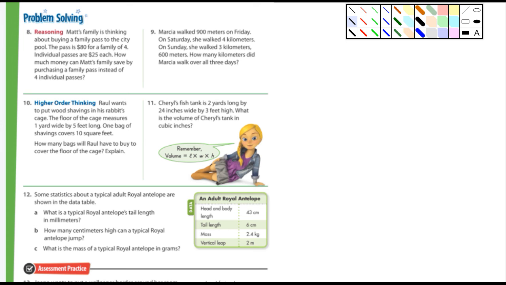Well, let's see here. She walked 900 meters on Friday, so I'll set that one aside. On Saturday, she walked 4 kilometers, so I'm just going to put 4 plus. And then on Sunday, she walked 3 kilometers, plus 3 plus. And then I'm going to add up the meters. We've got 900 meters and 600 meters. So that's plus 1,500 meters. I'll put M for meters. All right, so the question is then: how many meters are in a kilometer?